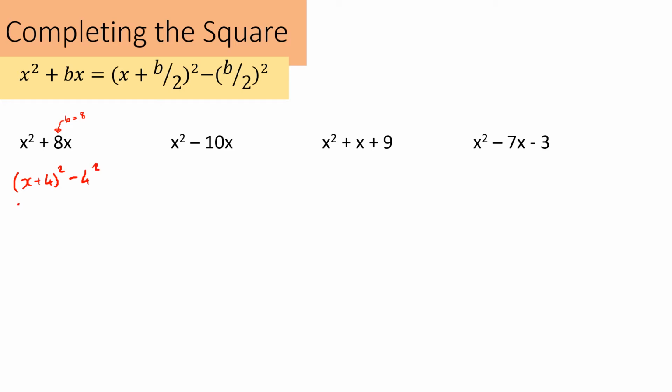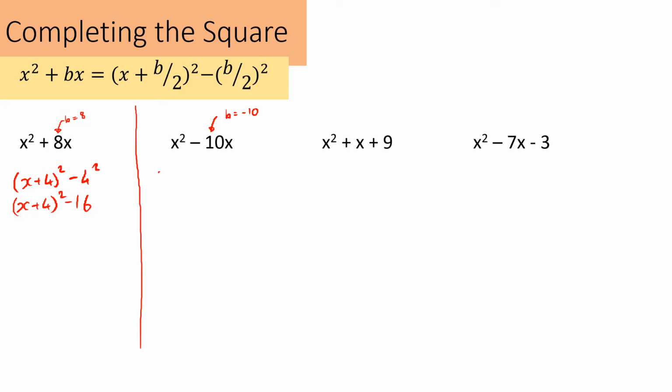Now you tend not to leave it like that. You'd want to actually work out that 4 squared is 16, but that's it. That square has been completed. What about x squared minus 10x? How do signs come into this? Well, this is telling us that b equals minus 10. And so whenever we put b over 2 into our equation above, we're treating that as minus 5.